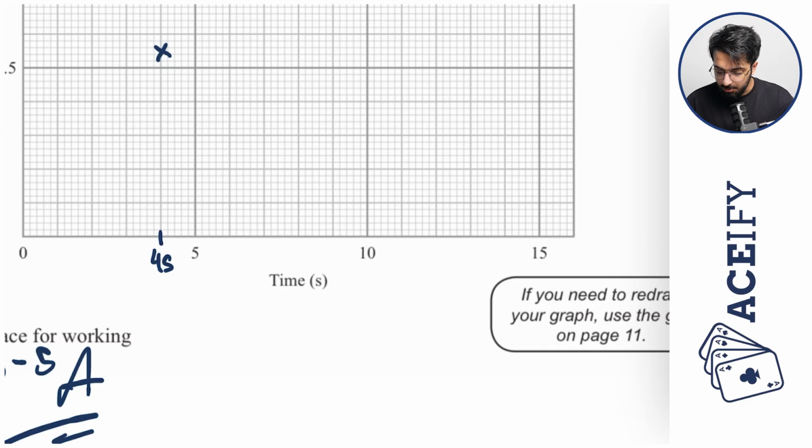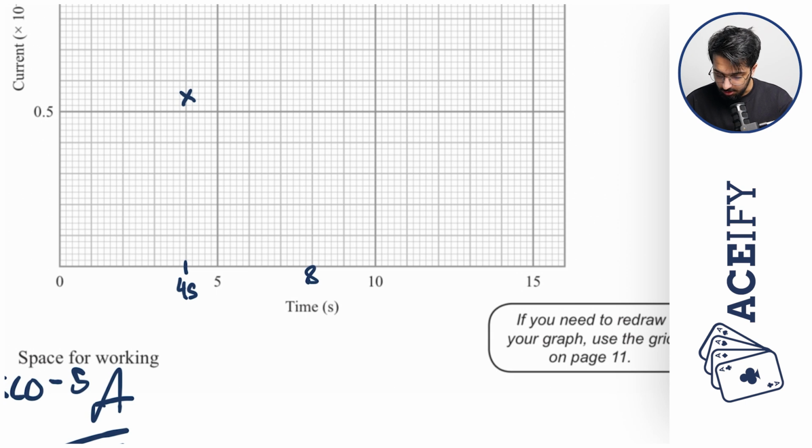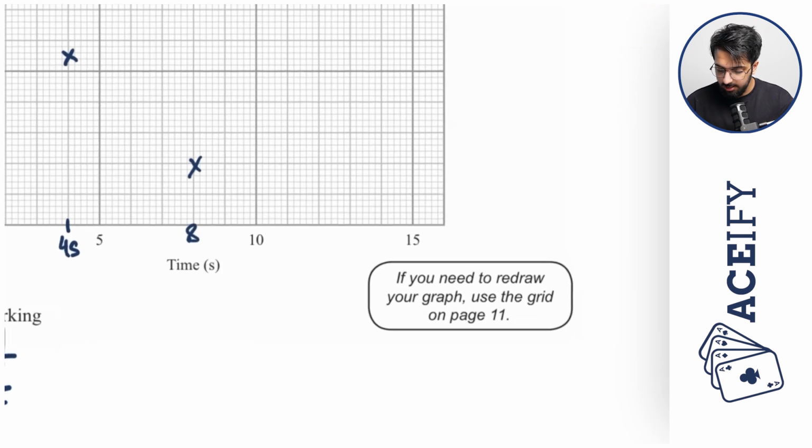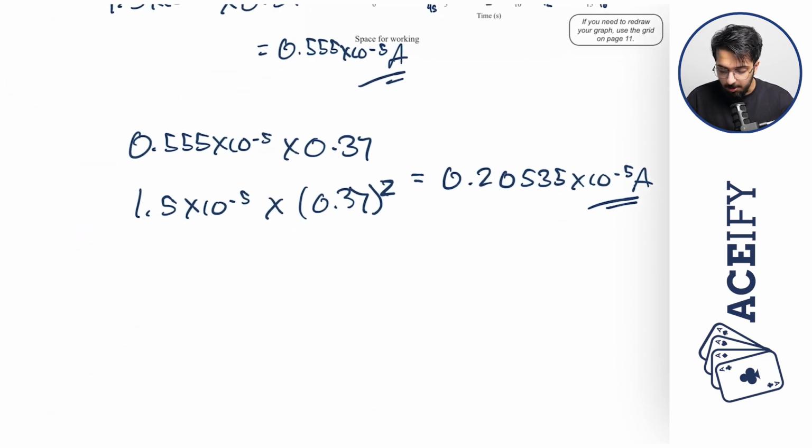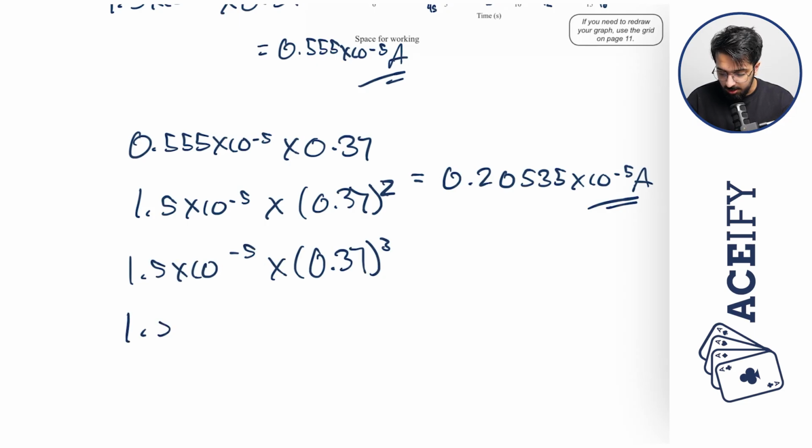And so after another time constant, which is 8 seconds, which is going to be over here, okay, we are at 0.2, which is going to be roughly over here, and then we can do after another time constant if we want. So this is after 12 seconds, and this will be 16 right here, okay? And so those two values are going to be 1.5 times 10 to the negative 5 multiplied by 0.37 cubed, and 1.5 times 10 to the negative 5 multiplied by 0.37 to the 4, okay?